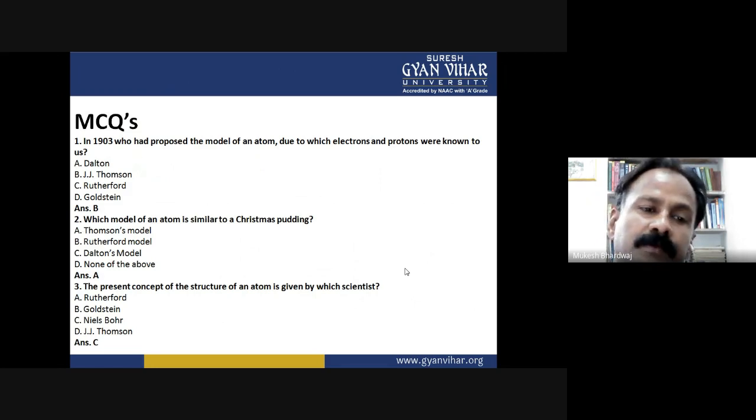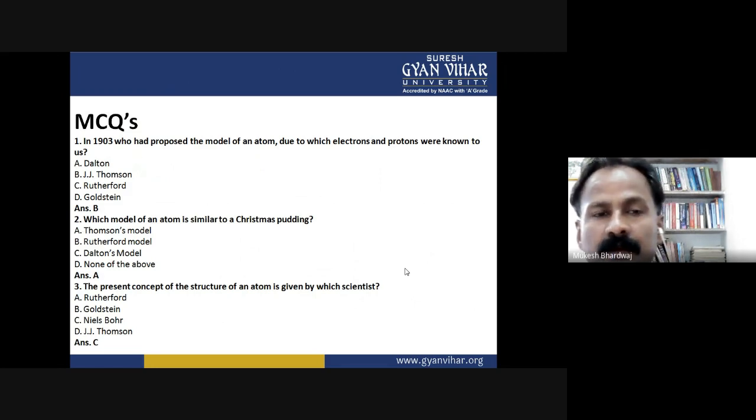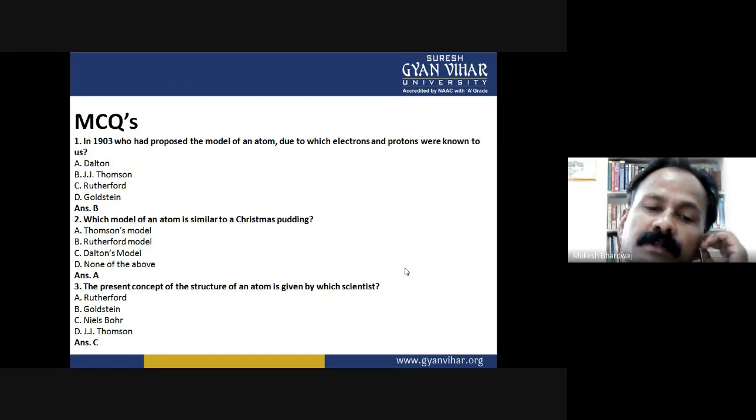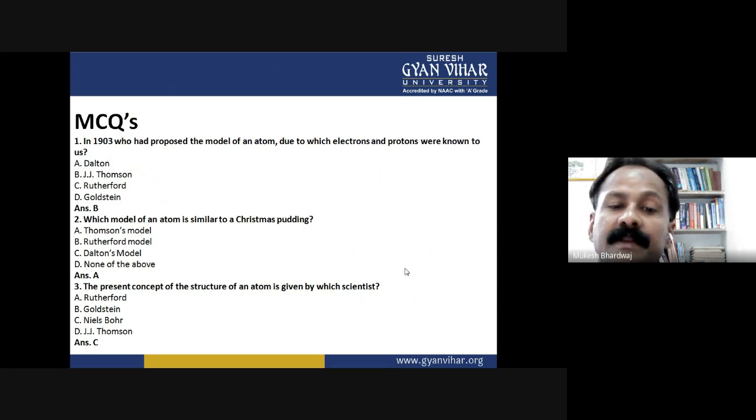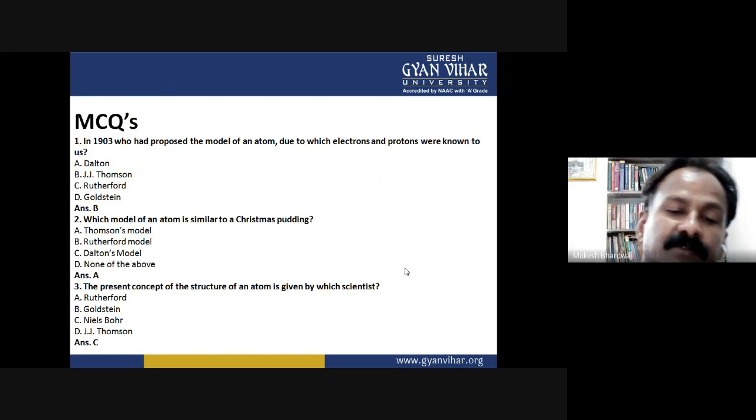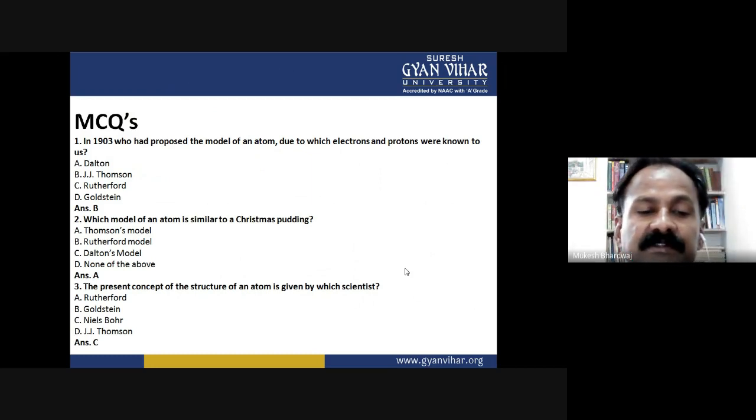Before moving to these questions, I would like to give one more note that the Thomson plum pudding model was disproved in 1909 by one of his former students, Ernest Rutherford, who discovered that most of the mass and positive charge of an atom is concentrated in a very small fraction of its volume, which he assumed to be the very center.